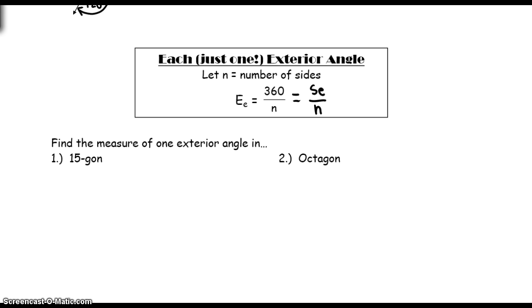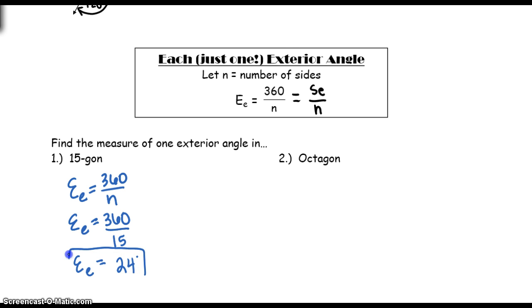So I'm going to go ahead and do number one. We have a 15gon here. We just want one exterior angle. So n is the number of sides. So each exterior angle would be 360 divided by n. So that means each exterior angle would be 360 divided by 15. So each exterior angle then here would be, once I calculate that, 24 degrees.